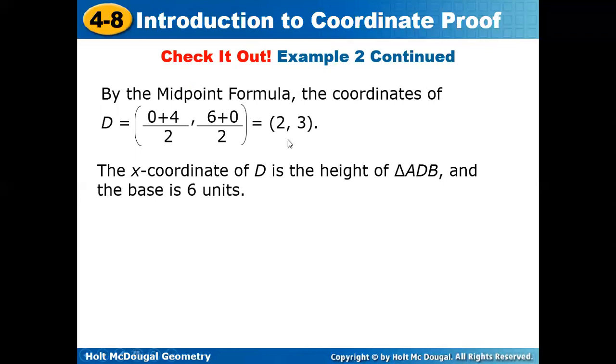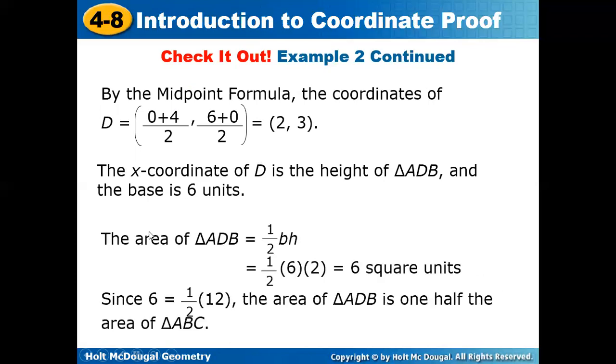The x coordinate of the point D, which is 2, is the height of the triangle, and the base is 6. So the area of the triangle ADB is half base times height, or half times 6 times 2, which is 6 square units. Since 6 is half of 12, the area of the triangle ADB is 1/2 the area of the triangle ABC.